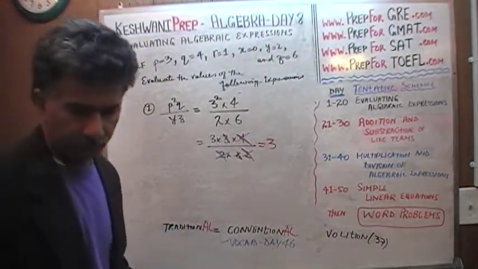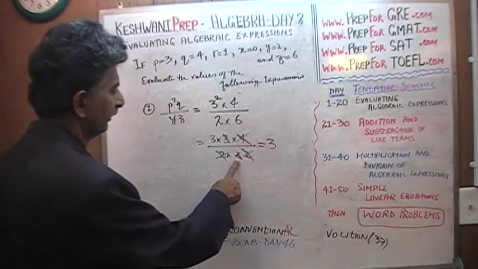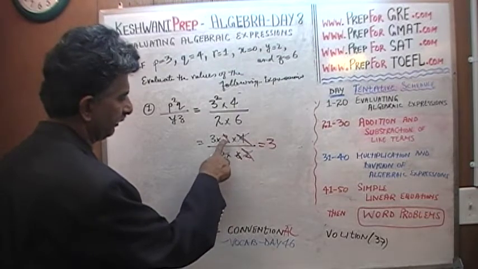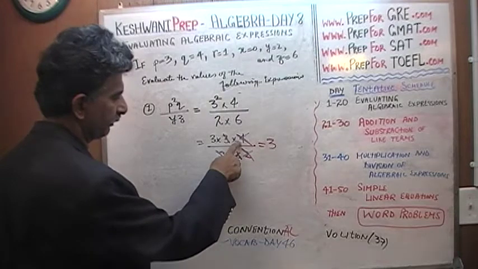Okay. Let's do the next one. So first we took care of 6 and a 3, and the 6 became 2. That was the first part. 6 became 2 when we divided top and bottom by 3. And this 2 and this 2 makes 4, which took care of this 4.